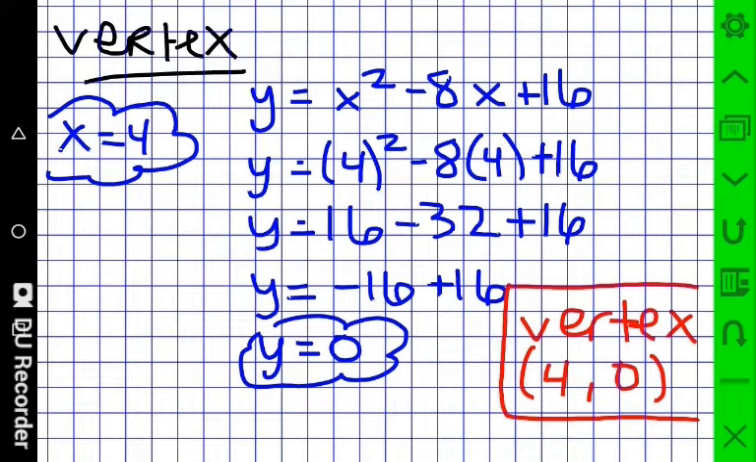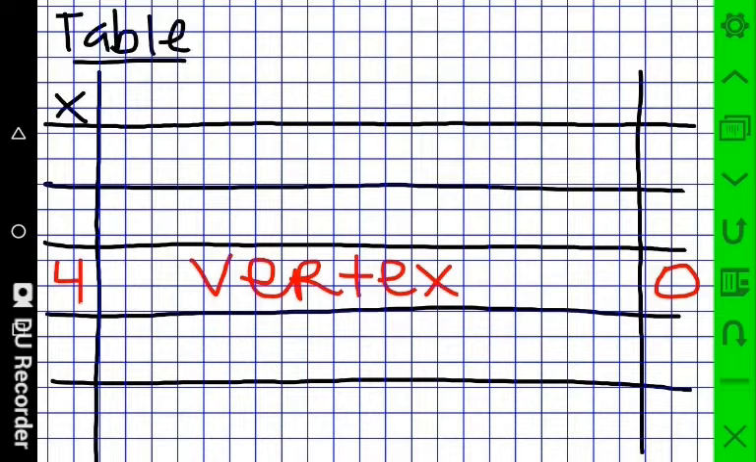So I did the vertex already. Anywhere we saw an x, I went ahead and plugged in a 4. We got some bigger numbers here. 16 minus 32 is negative 16. The negative 16 plus 16 is 0. So our vertex, which is again the most important point, the middle of our parabola, is going to go in the middle of our table. Okay, so it's already here.